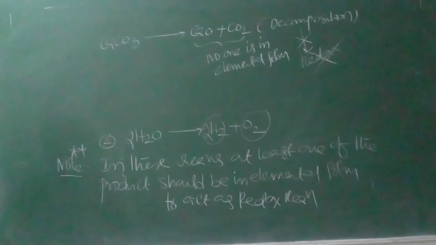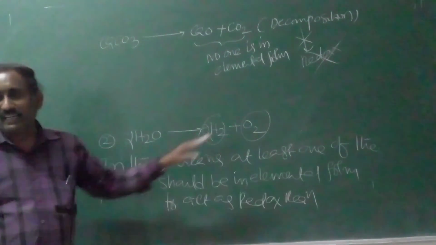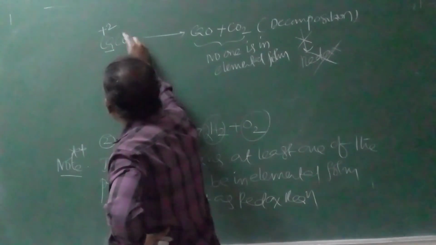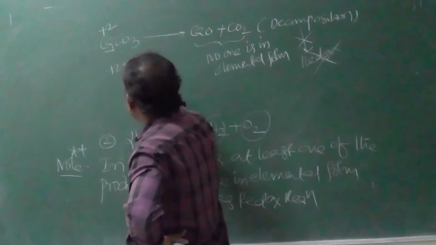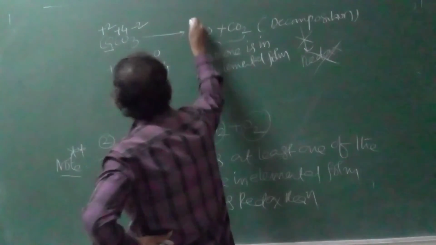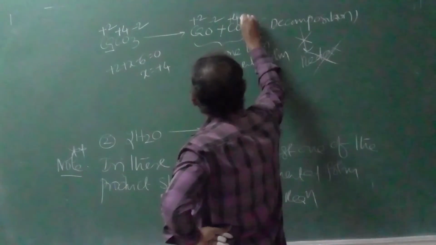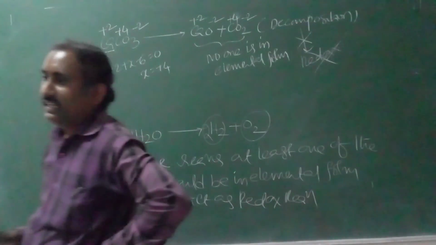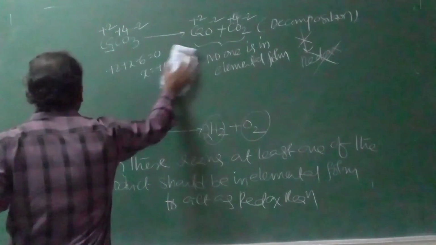So, in order to act as a redox reaction, in decomposition reactions, at least one of the products should be in elemental form. Or if you check the oxidation states, you will also get the same result. Calcium is plus 2. Here carbon, what is the oxidation state? Carbon we don't know, x. x minus 4 equal to 0, so x equals plus 4. Oxygen is minus 2. Here calcium plus 2, oxygen minus 2. Carbon plus 4, since 2 oxygens are there. Any change in oxidation state? No change in oxidation state. Hence, it is not a redox. Hence, in decomposition reactions, at least one of the products should be in elemental form.